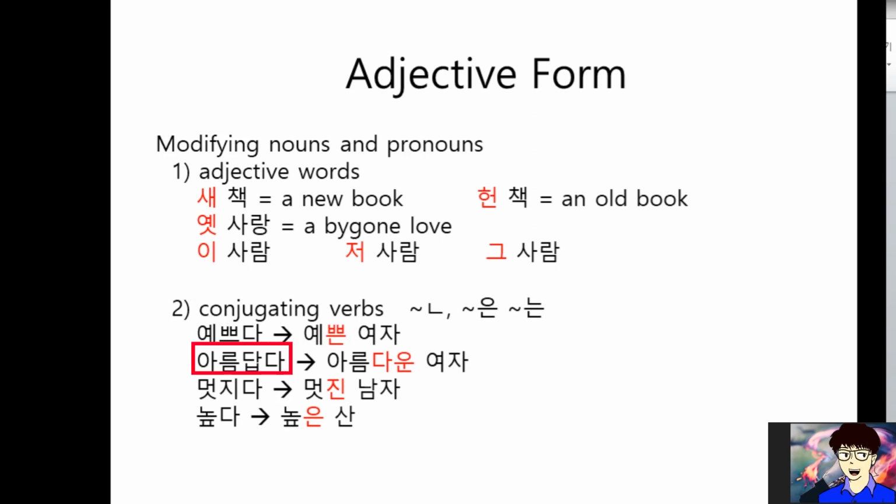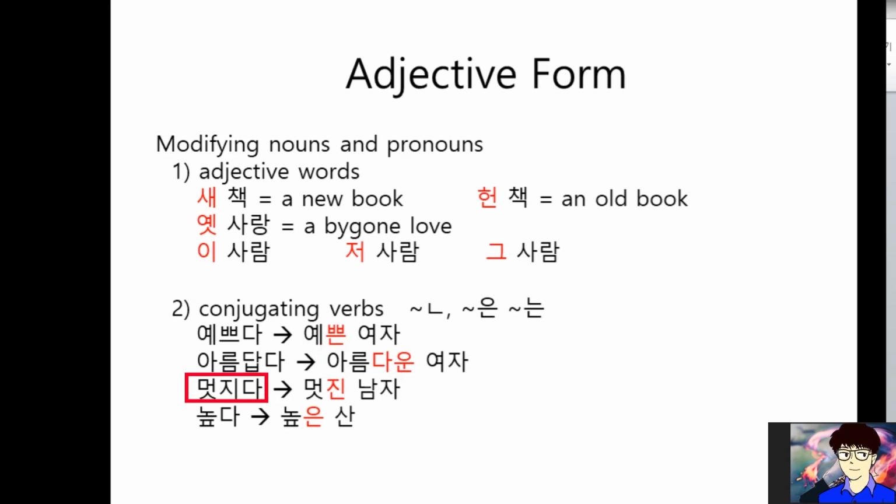And 아름답다, actually, this is sort of irregular conjugation. Okay? You have to drop 비읍. So 아름다 and not 운. So 아름다운 is beautiful. Okay? 아름다운 여자. So 아름다운 is an adjective form.